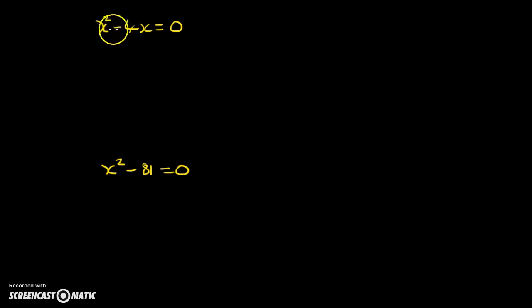So first one, if we're asked to solve x squared subtract 4x equals 0. Well, in the end we're looking for values of x, and you could do it by a little bit of trial and error. So you could say 0 works: 0 squared minus 4 times 0, yeah, that would work. But we're looking for a more systematic way of doing it.